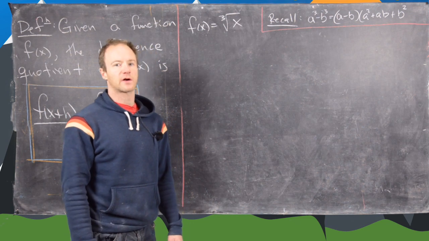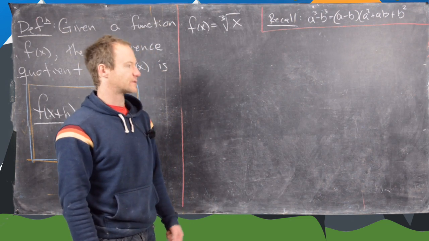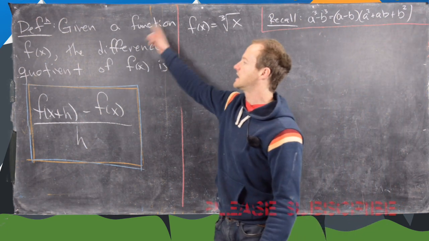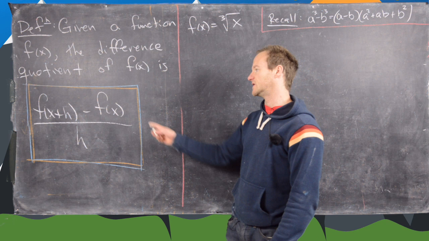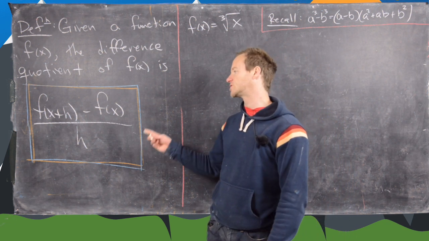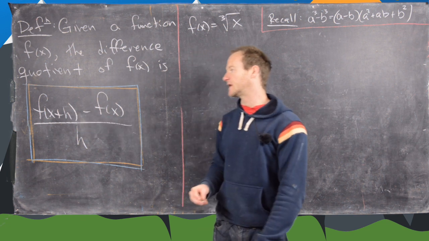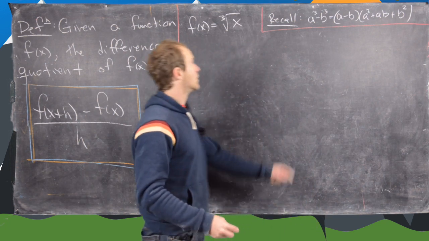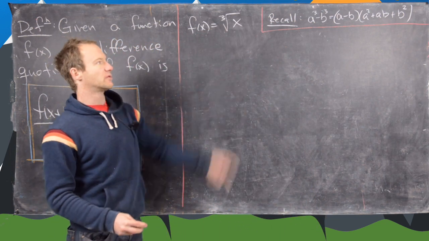Okay, in this video we're going to look at a couple of examples of finding the difference quotient. So let's just recall what the definition of the difference quotient is. Given a function f of x, the difference quotient is this object: f of x plus h minus f of x, over h, where in this first term we've plugged in x plus h everywhere we saw x in the formula for f. So the first function we want to look at is the cube root of x.